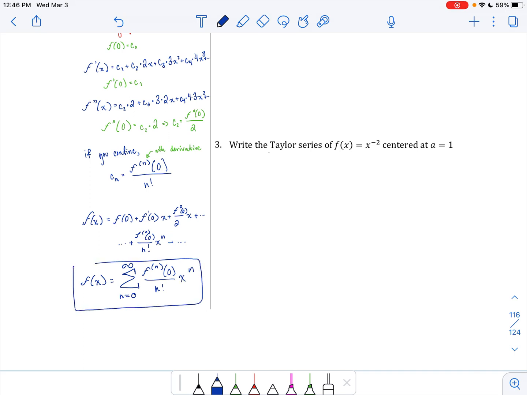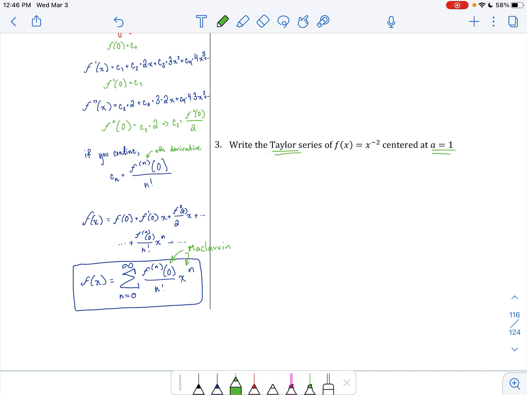Now this is Maclaurin because it's centered at 0. So centered at 0 means that we have this 0 here and x by itself. This is our Maclaurin series. Now you'll see a Taylor series centered here.